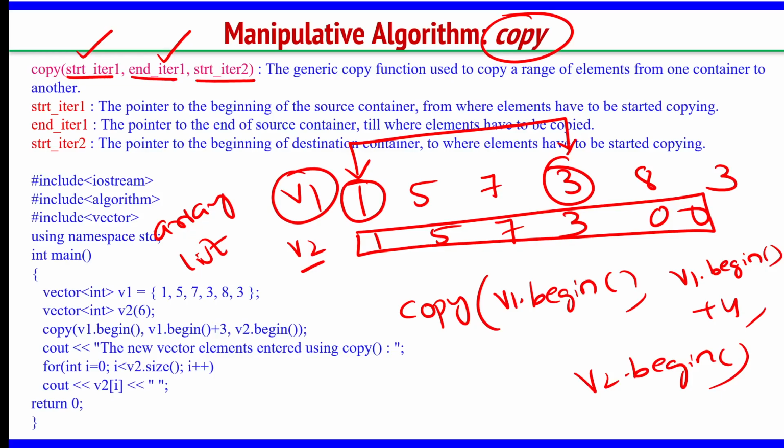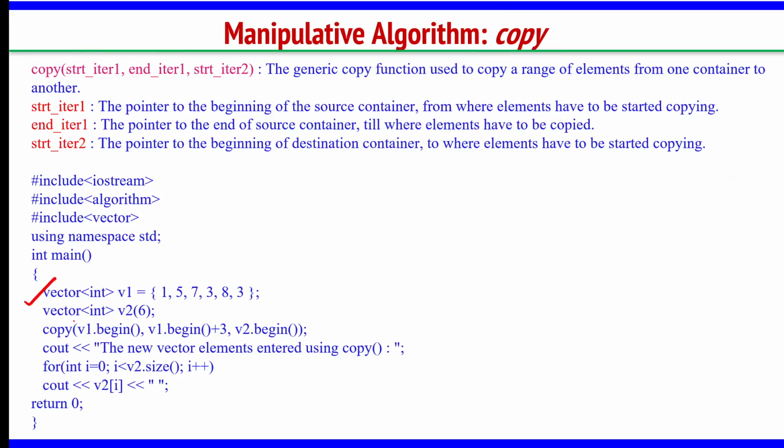So, once again see this, I am having a vector v1 and I am having another vector v2, right. I am using the copy function. What is the syntax? In vector v1, what is the starting index and what is the ending index, and where do you want to copy these elements, from which location in v2, that is the third one, right. So, this generic copy function is used to copy a range of elements from one container to another.